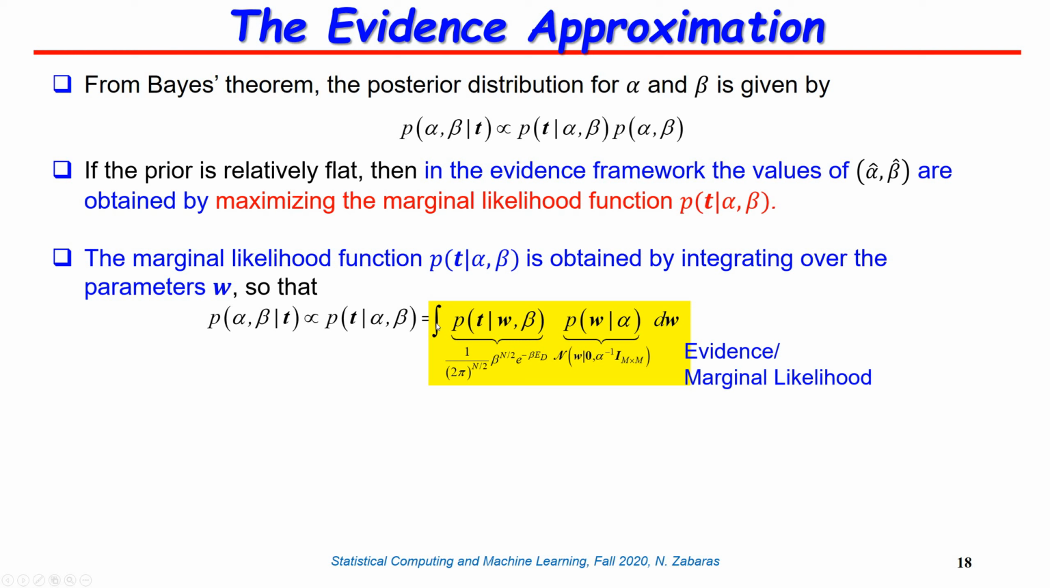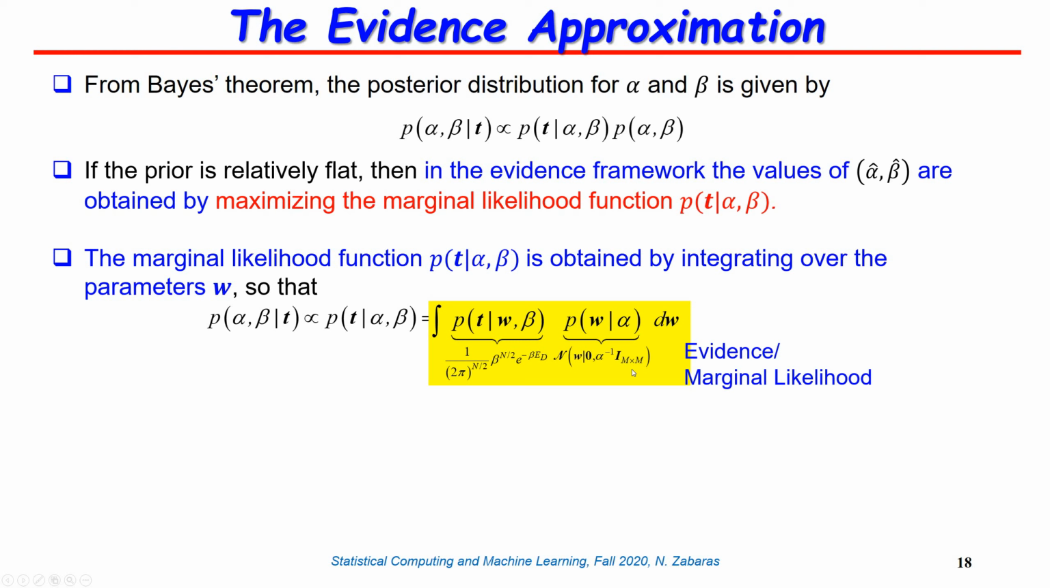And effectively what we need to do in the lecture today is find this alpha hat and beta hat in a way that maximizes this marginal likelihood. Some reminders: this is my prior, and alpha is the precision of the prior.